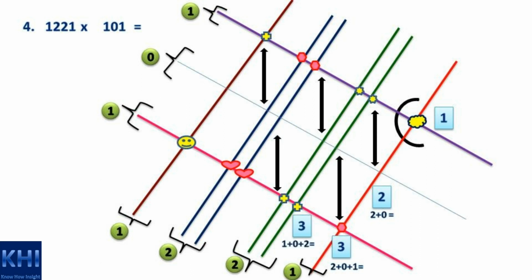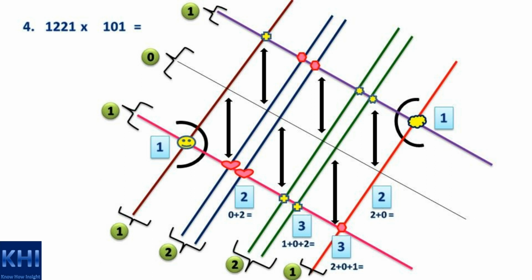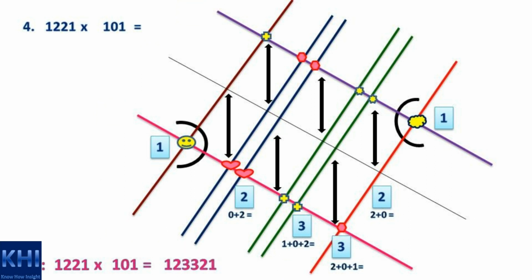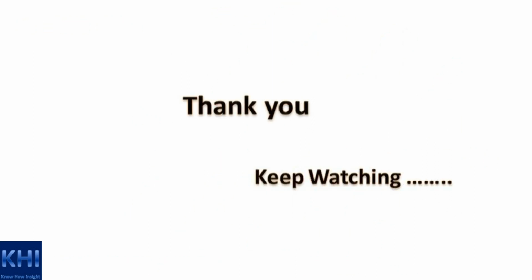Your next set of intersecting points are 1 plus 0 plus 2, which is equal to 3. Your next set is 0 plus 2 is equal to 2. And the leftmost part gives the first part of your answer. Here you have only one intersecting point on the leftmost side. So 1 is the first part of your answer. So 1221 multiplied by 101 is equal to 123321.